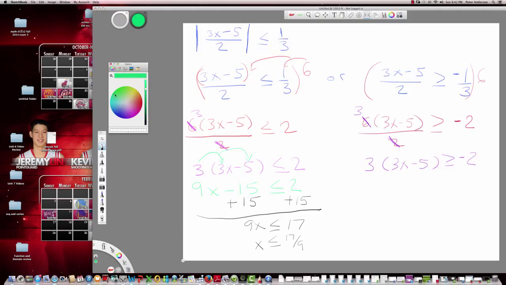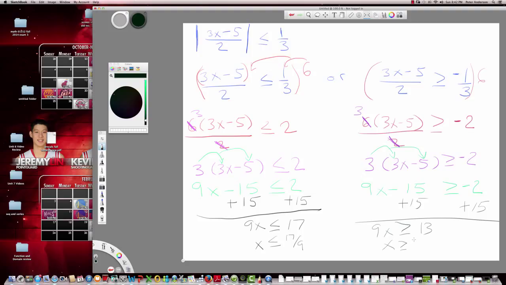And then I'm going to distribute to both. And we'll get 9x minus 15 is greater than or equal to negative 2. And to finish it off, add 15 to both sides. And this is where the numbers will start to really change here. We're going to get 9x is greater than or equal to 13, and x is greater than or equal to 13 over 9.